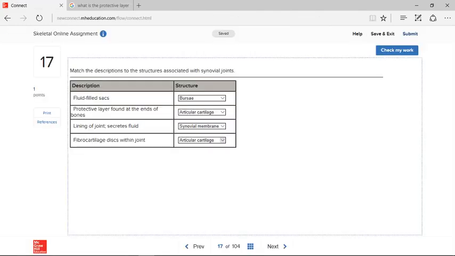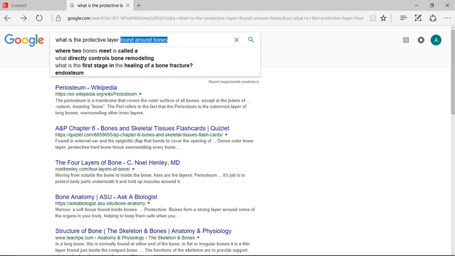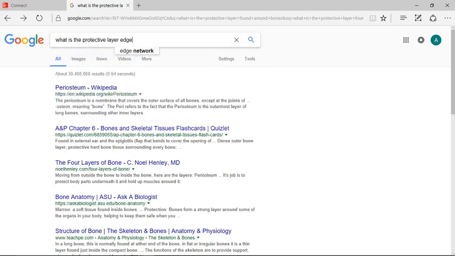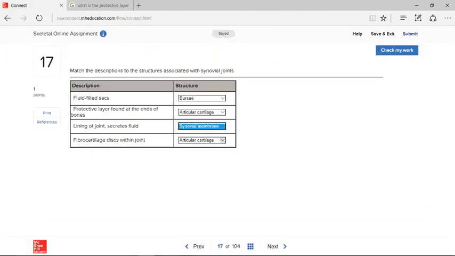No. Alright, we're not going... Oh. That has to be the... Alright, lining of joint secretes fluid. We know that's right. So fibrocartilage disc within joint is the menisci.